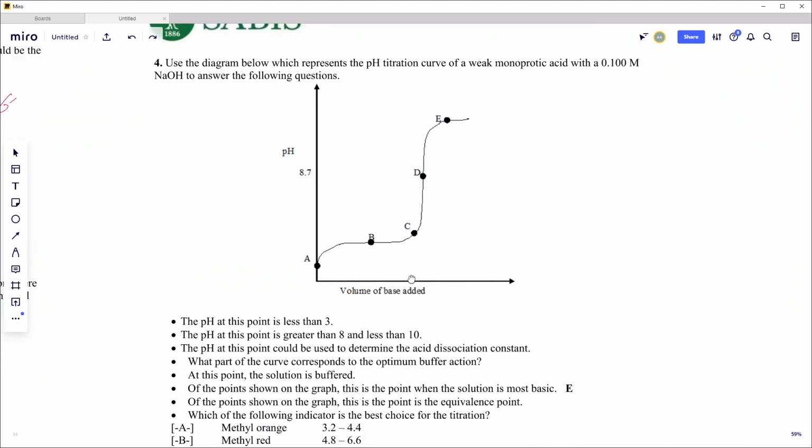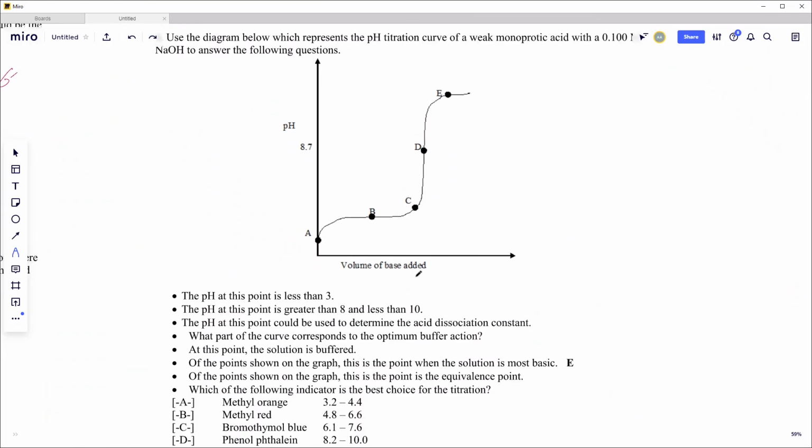Okay, number 4. This one's nice, but some questions are tricky. It's good because you can answer them quickly, unlike the previous questions. The pH at this point is less than 3. Which one has pH less than 3? Definitely not this, definitely not this. Pick the safest one, the lowest one. So the answer is A. Then pH greater than 8 but less than 10. Say this is 10 and this is 8, so you have the clearest point, D.